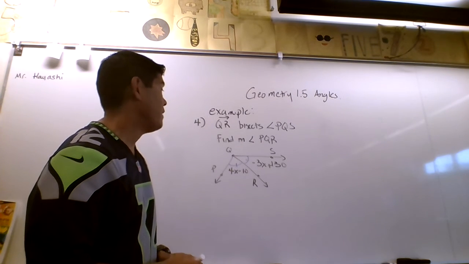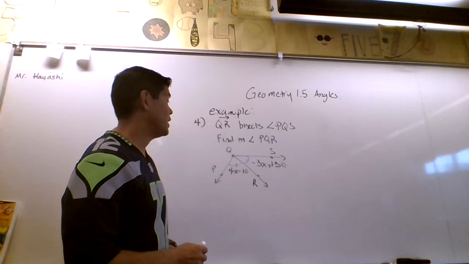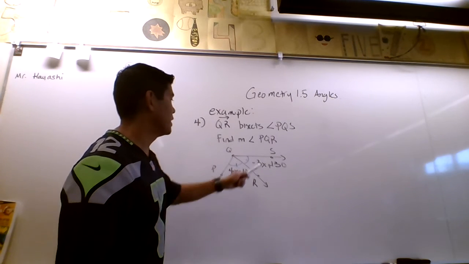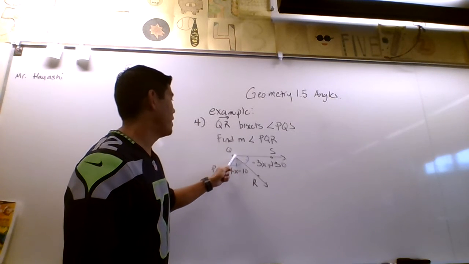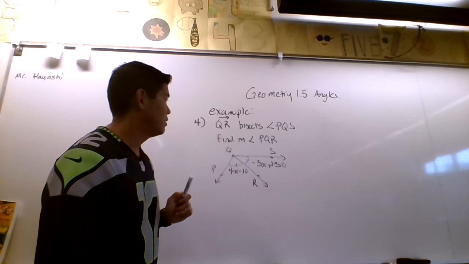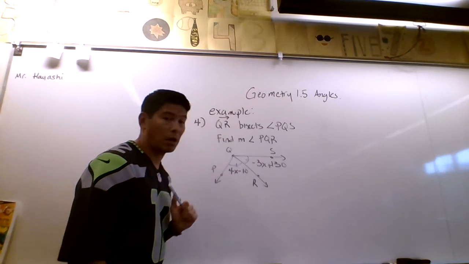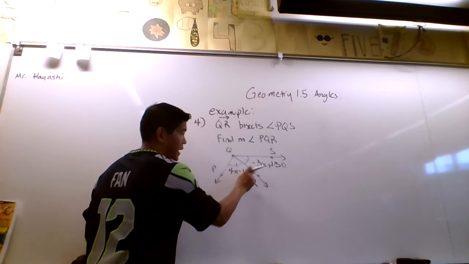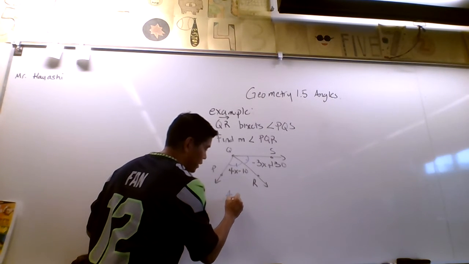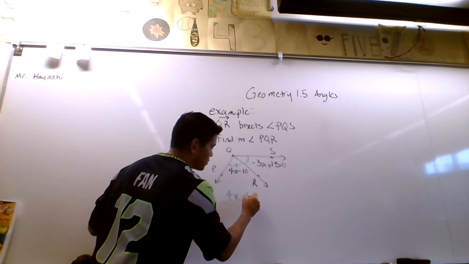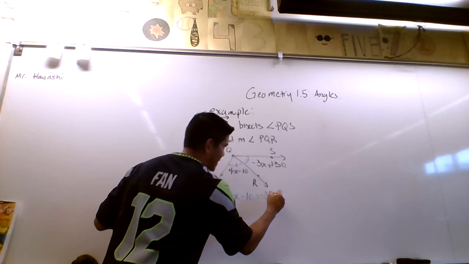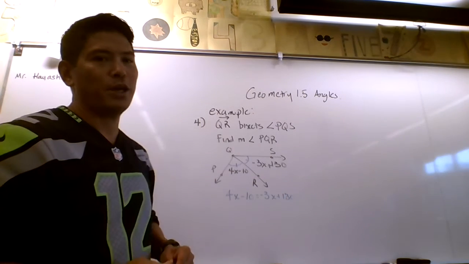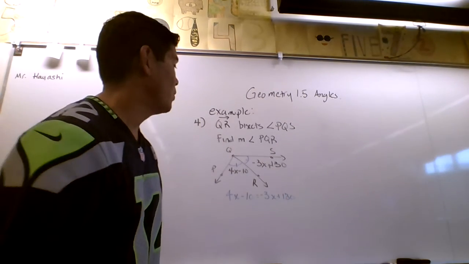So if they have the same measure, yes, we could use the angle addition postulate, but that won't really do us any good because we don't know the measure of angle SQP. But we do know that these two angles are congruent. So since those two angles are congruent, then these two measures are equal. So the equation that we could set up is 4x minus 10 is equal to negative 3x plus 130.